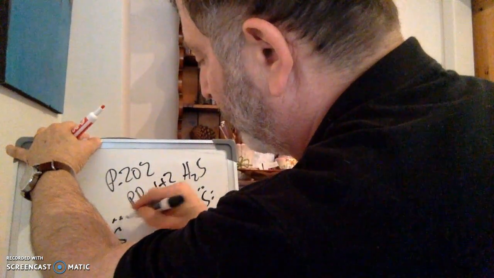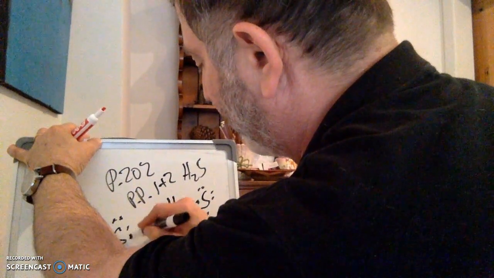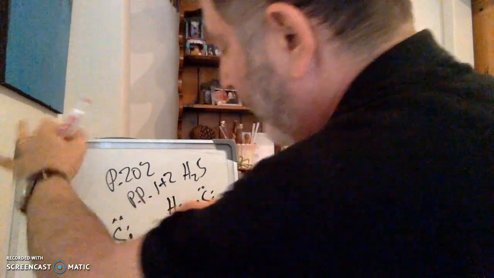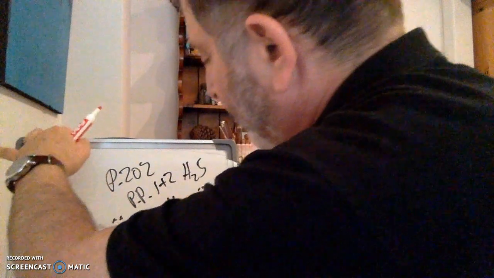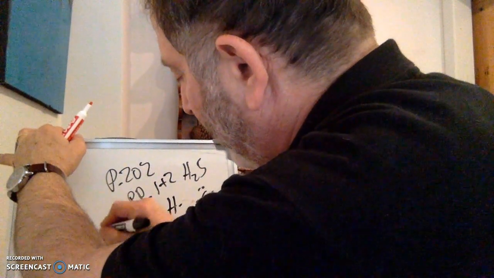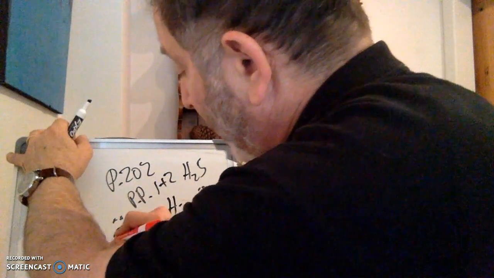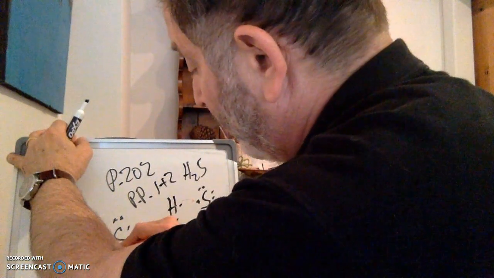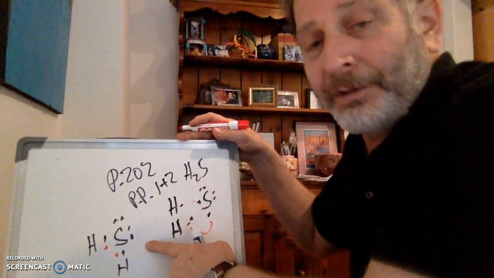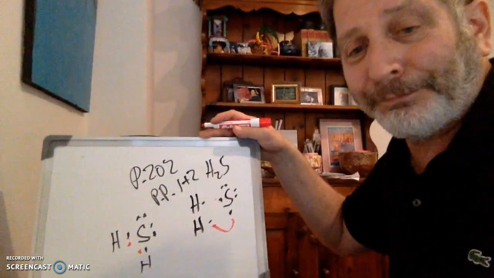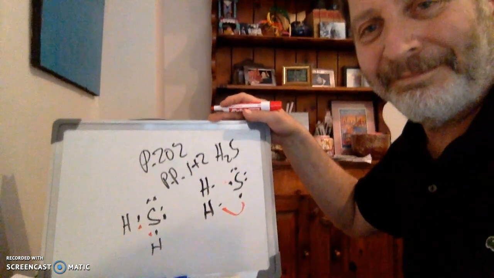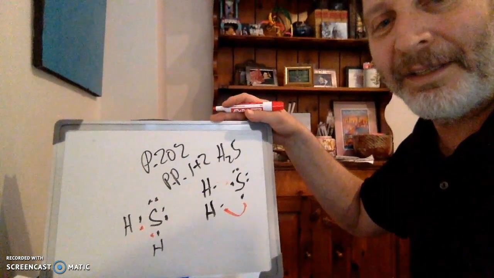So the Lewis structure, when you bring everything together, would look like this. Sulfur with its 2 electrons here and its 2 electrons there, and 1 there and 1 there. And here's hydrogen here and hydrogen there. And here is hydrogen's electron, and here's hydrogen's electron. And this is the Lewis structure. See how easy that is?